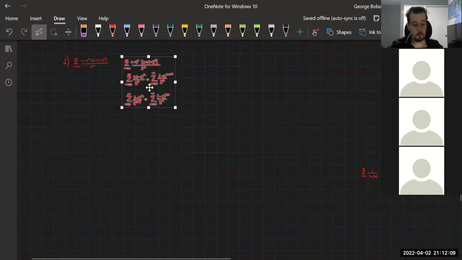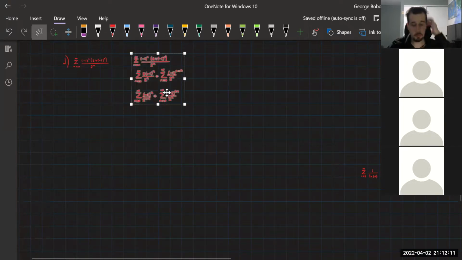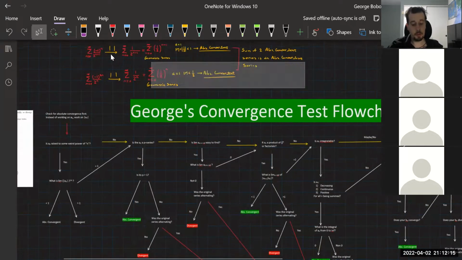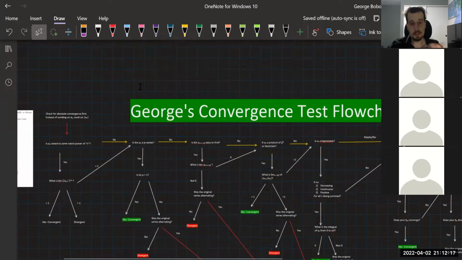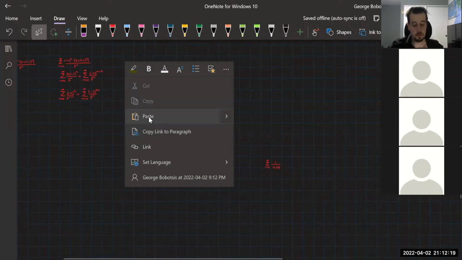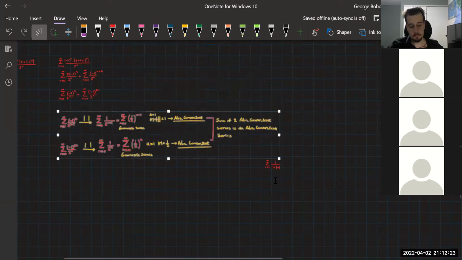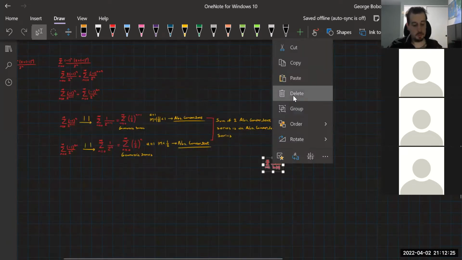I'll put the work here that we did. We didn't really go through the chart because it was a unique one, but I saw the form and I was aware that this is a geometric series. All right, so we did it piece by piece.